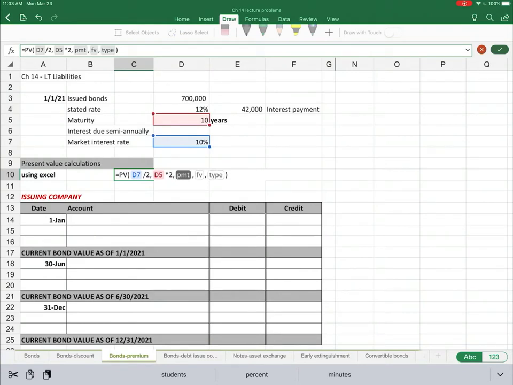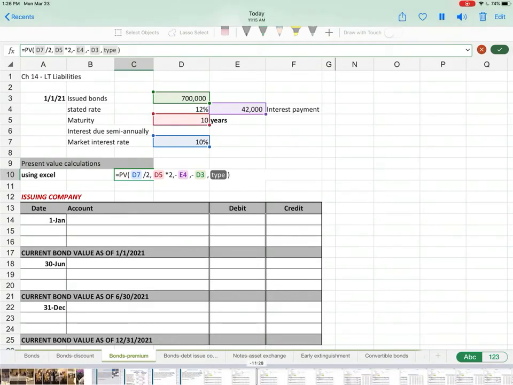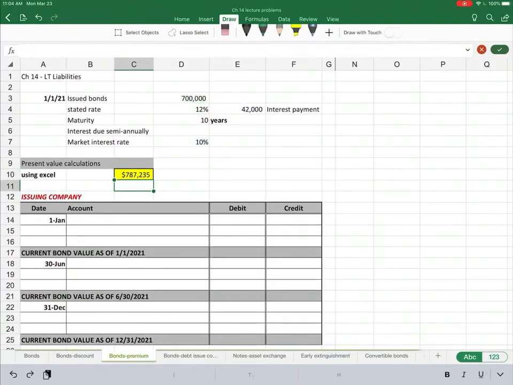My payment amount, how much am I expected to pay each and every 6 months? It's that $42,000, and I'm making it negative because these are cash outflows for my business. Future value is going to be, again, negative. How much am I committing to pay once these bonds actually mature? The $700,000 face amount. And then type. If we have an ordinary annuity where interest payments are done at the end of the period, it would be 0. If it's an annuity due, meaning interest payments are made on day 1 of each of the 6 months, then it would be type 1. So because we have an ordinary annuity, I'm going to do type 0.